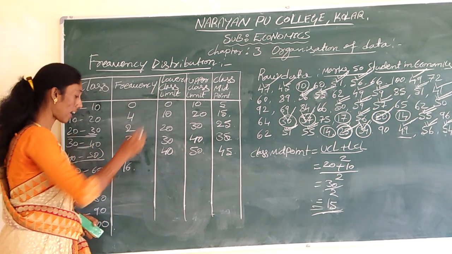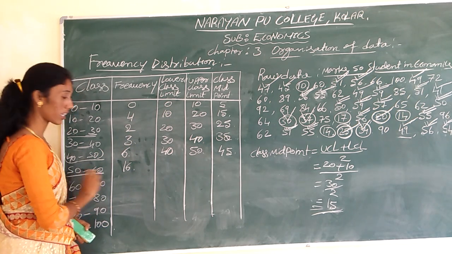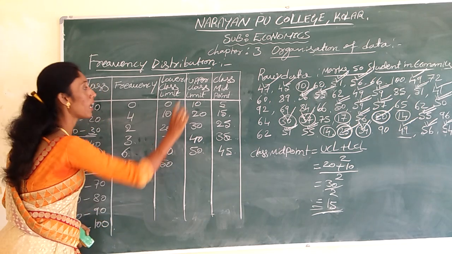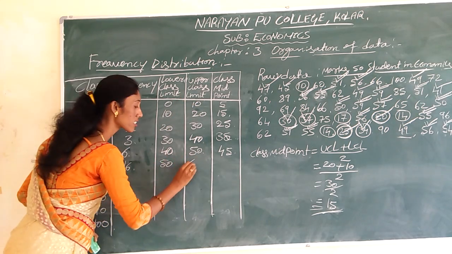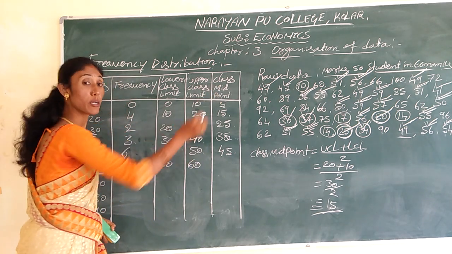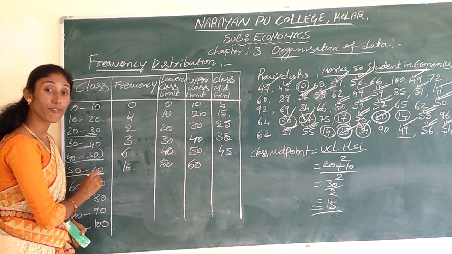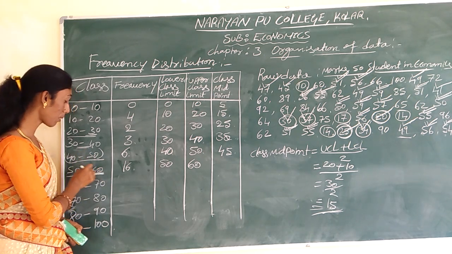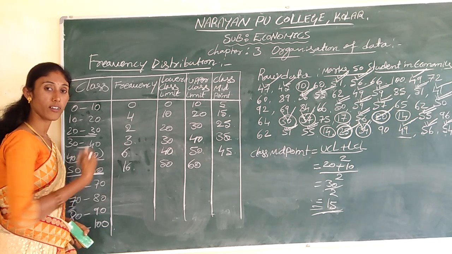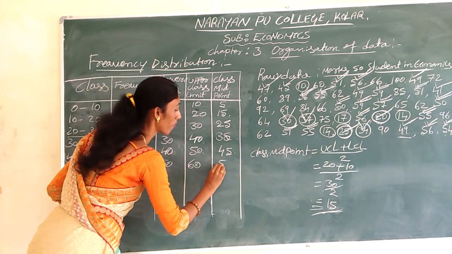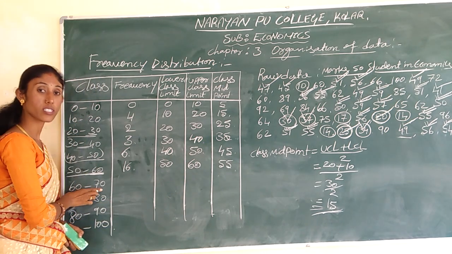Then the lower class limit of 50 to 60 is 50. And the upper class limit, the highest value of this class, is 60. And class midpoint of this particular class is 55. It means 60 plus 50 we get 110, divided by 2, we will have an answer of 55. Then one more class, 60 to 70.